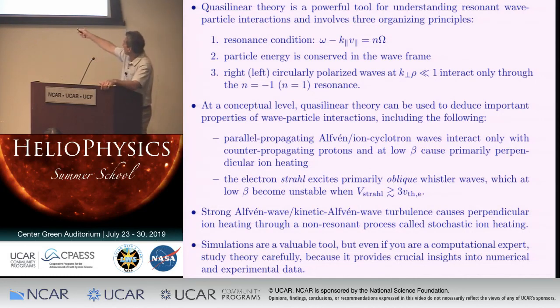Also, the right or left circularly polarized waves, when k perp rho is much less than 1, that's for wavelengths in the perpendicular direction much bigger than the gyro radius, they interact only through the n equal minus 1 or n equal plus 1 resonance. And you can use those three ideas to deduce really important aspects of wave-particle interactions, including that instability criterion for the Strahl at low beta. Thank you for your attention.